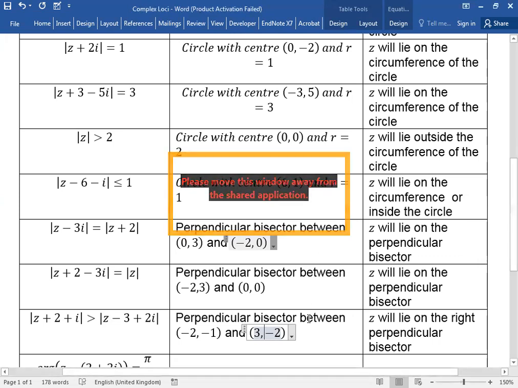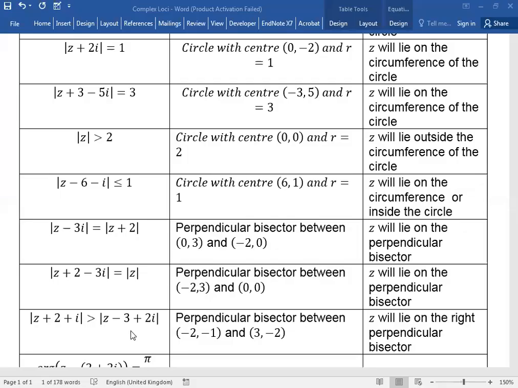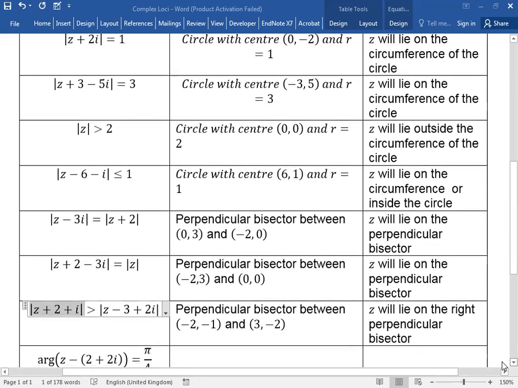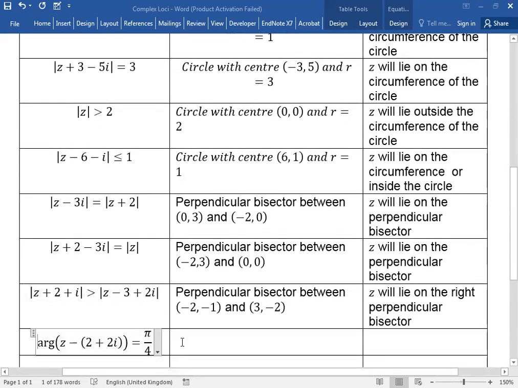So the distance from this point is... Okay, class. Is this clear? Is this clear? So understand the entire thing. Okay, now what about this? Argument of Z minus 2 plus 2 iota is equal to pi by 4.